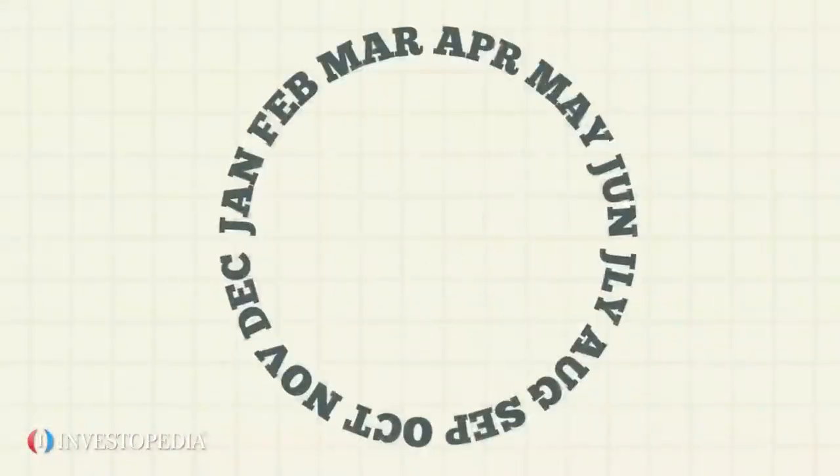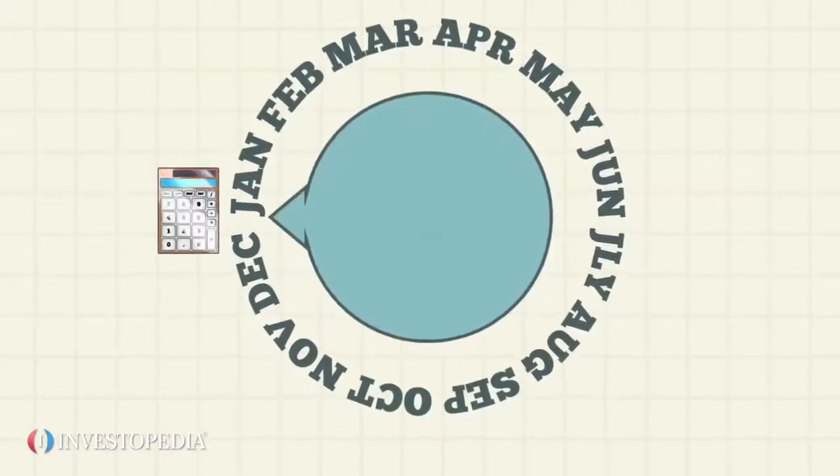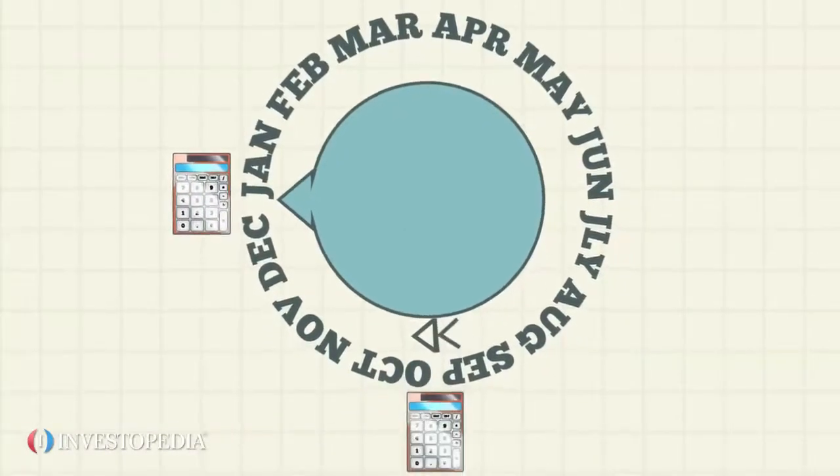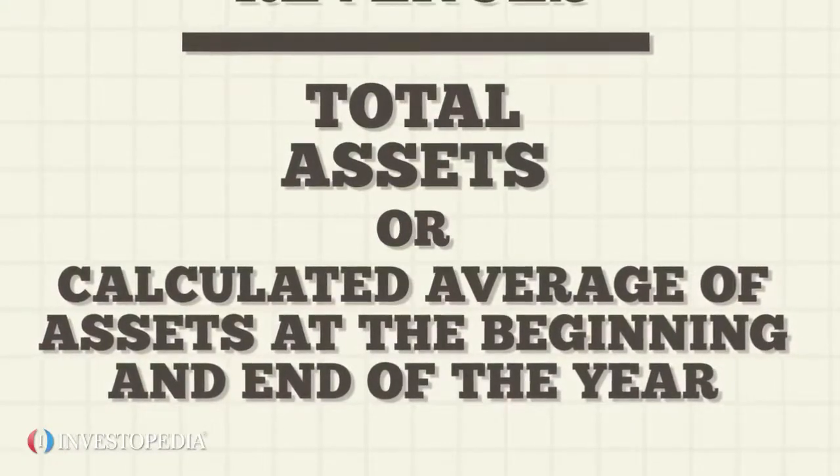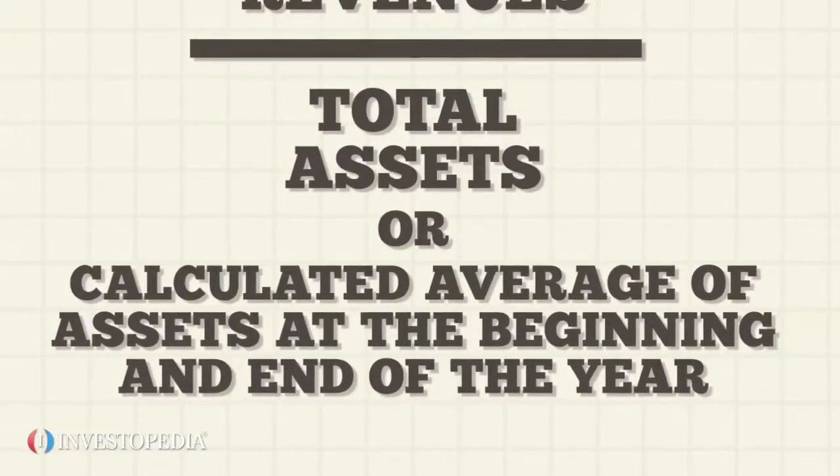Asset turnover is usually calculated annually, either for the fiscal or calendar year. The total assets may also be the calculated average of assets at the beginning and end of the year.